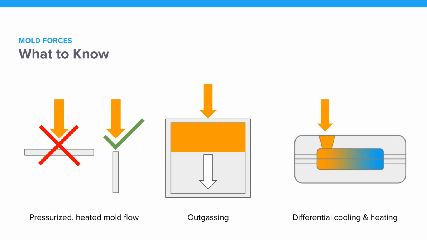Differential cooling and heating. This is especially important in 3D printed molds because they don't transfer heat very well. They don't cool down very quickly. So you want to make sure that your mold heats evenly throughout the process. Otherwise, you could end up with warpage, and that could damage your mold or even make it completely unusable.